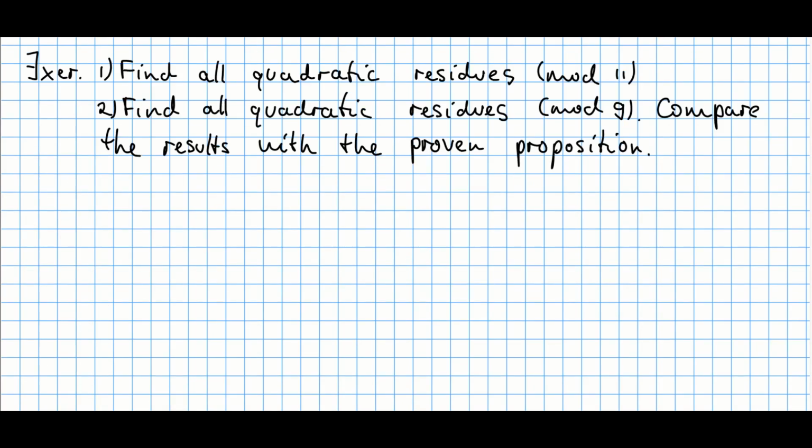Now I would just like to leave 2 exercises to make some gains in your brain. So first of all, I would like you to find all quadratic residues modulo 11 and also find all quadratic residues modulo 9. The difference between the 2 exercises is that in the first one I give you a prime number 11, whereas in the second case this is not a prime, this is a composite. And when you find all quadratic residues modulo 9, modulo a composite, try to compare the results with the proven proposition above. I mean, you should convince yourself that maybe for composite numbers the proposition does not hold.